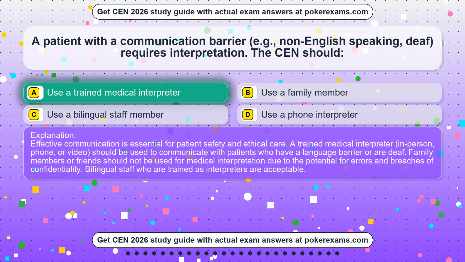Effective communication is essential for patient safety and ethical care. A trained medical interpreter, in person, phone, or video, should be used to communicate with patients who have a language barrier or are deaf. Family members or friends should not be used for medical interpretation due to the potential for errors and breaches of confidentiality. Bilingual staff who are trained as interpreters are acceptable.